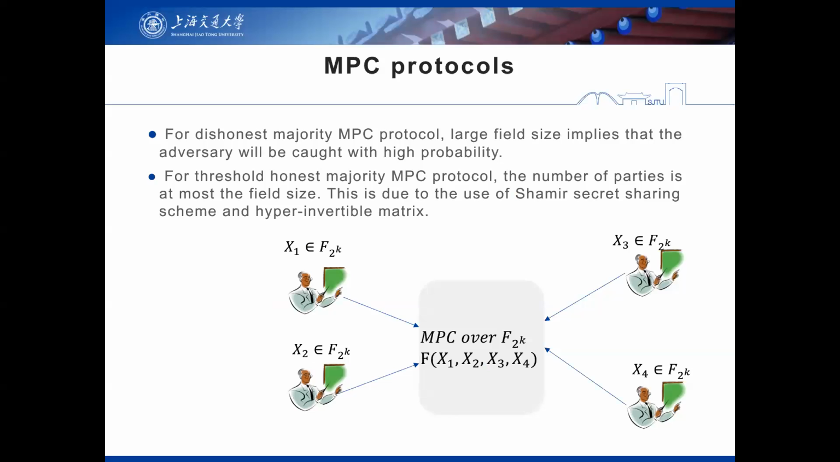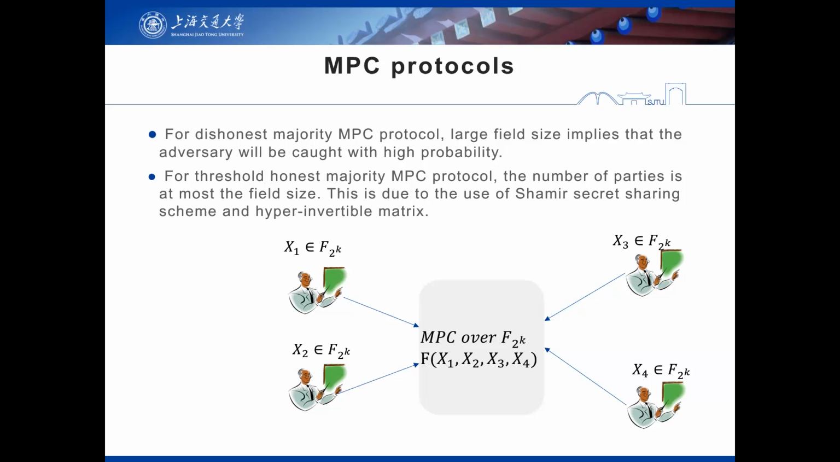In secure multi-party computation, in this case we can see there are four parties, but you can think of it as many parties, and they run an MPC protocol over F_2^k. Usually we think k is quite big, for two reasons. The first reason is for dishonest majority: if k is bigger, cheating will be caught with high probability, because the error probability is usually the inverse of the field size.